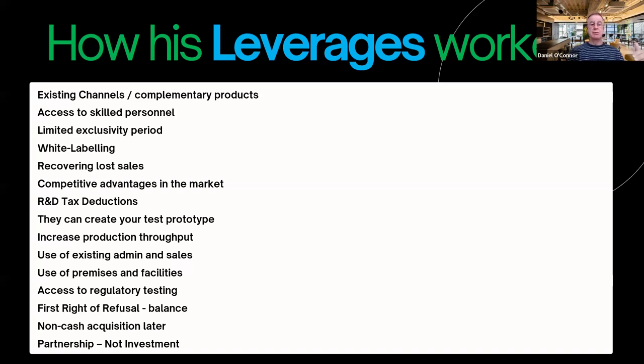Now, access to skilled personnel, obviously they have all the people already. So you have access to welders, even forklift drivers, gantry crane operators, you name it, all these people are needed, CNC press operators, they already have them and they could probably give him access to those people without too much expense. There was a limited exclusivity period offered.